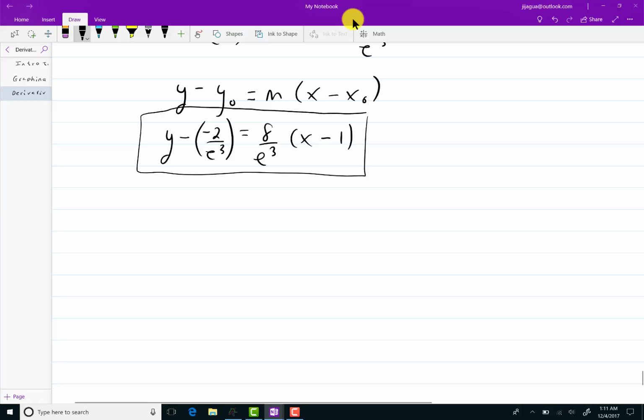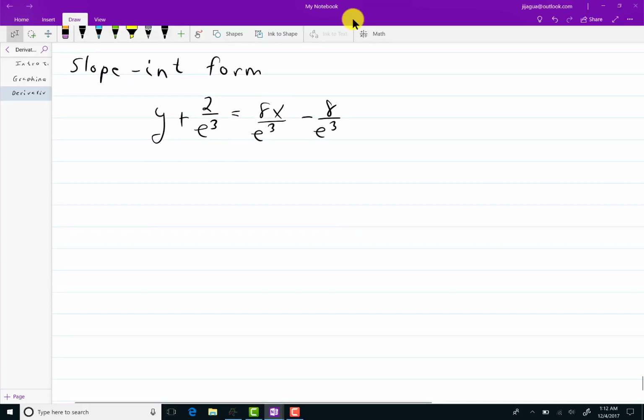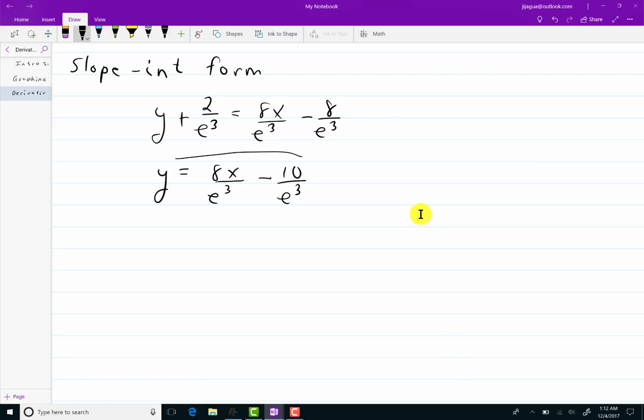However, I want to check it. I just want to show you that it works. So what I'm going to do is this. The slope-intercept form is not required, but I'm going to do it anyways. So I have y plus 2 over e cubed equals 8x over e cubed minus 8 over e cubed. Now if I add the 2 over e cubed to both sides, then I'll end up with a negative 10 over e cubed over there. So I have y equals 8x over e cubed minus 10 over e cubed. If that's the version you like, fine.